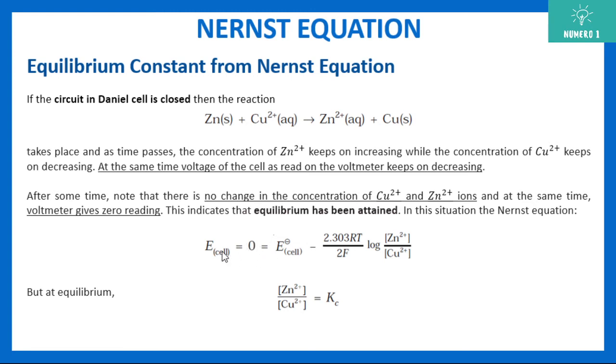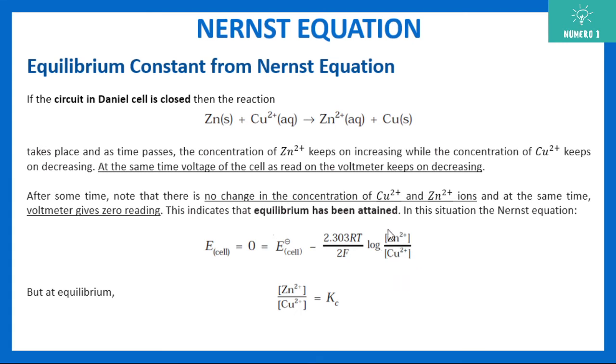So E cell is equal to 0 at equilibrium, that is equal to E naught of cell minus 2.303 RT upon nF log of [Zn2+] upon [Cu2+]. This is because we are taking the Daniell cell as our example. Two electrons are involved, hence n is 2. So from here you can easily calculate, because E naught cell, R, T and F are known to us.